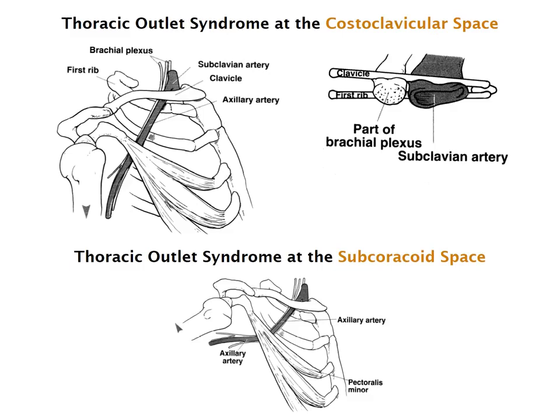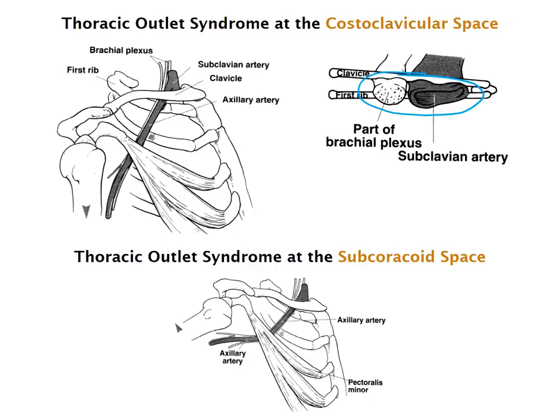Compression causing thoracic outlet syndrome can also occur between the clavicle and the first rib at the costoclavicular space, and instead of impinging upon the vein, it could actually impinge upon the artery and part of the brachial plexus as well. This is considered to be a chopstick-like compression.